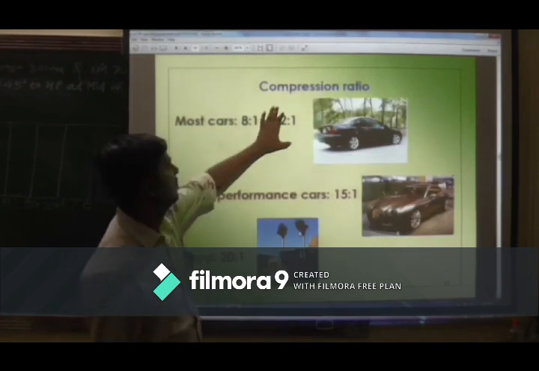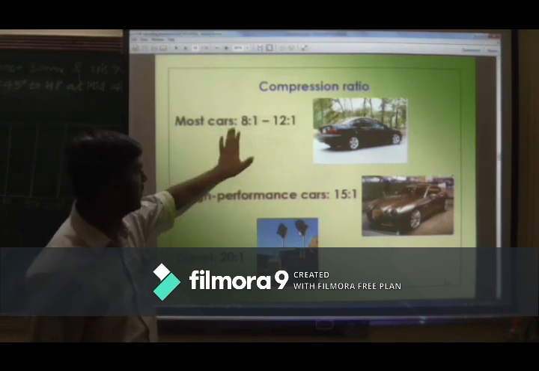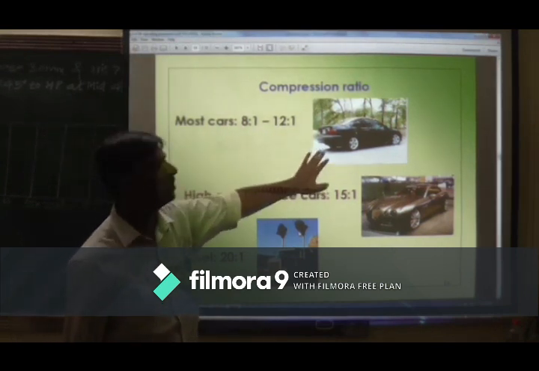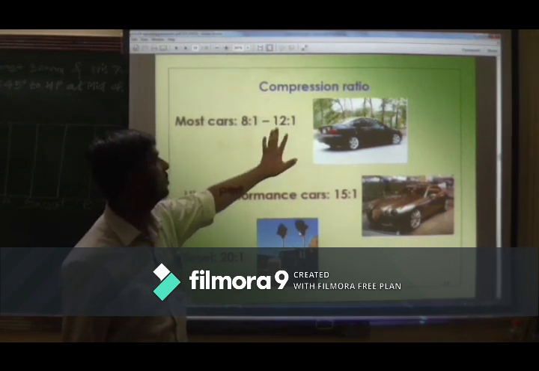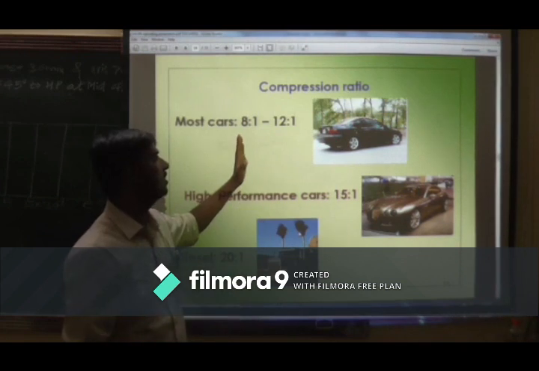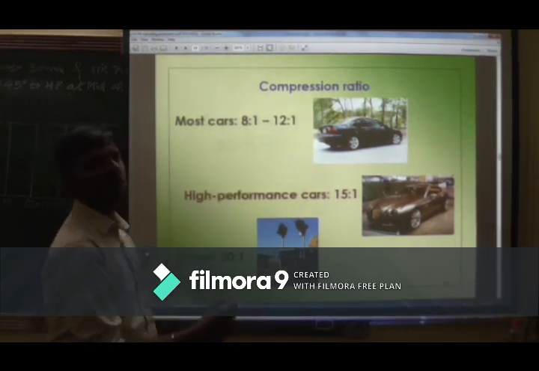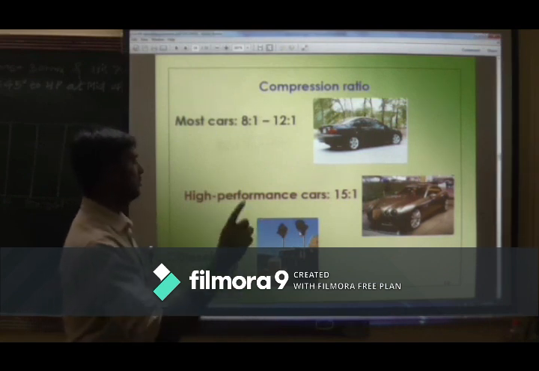Okay. If we compare compression ratio for various cars, most of the cars have 8:1 to 12:1. This is for petrol cars. In your book, if you have seen, the range given is 6 to 12. So in the exam also you have to tick on 6 to 12 compression ratio for a petrol engine.